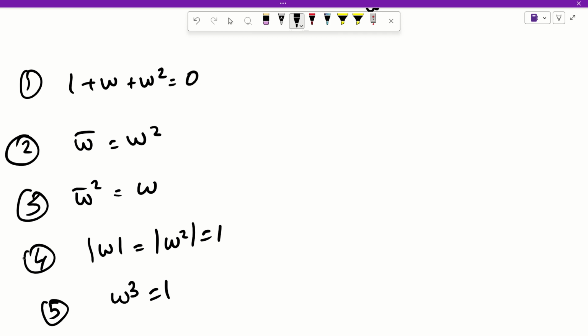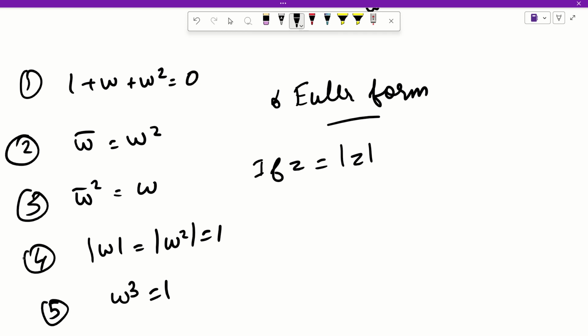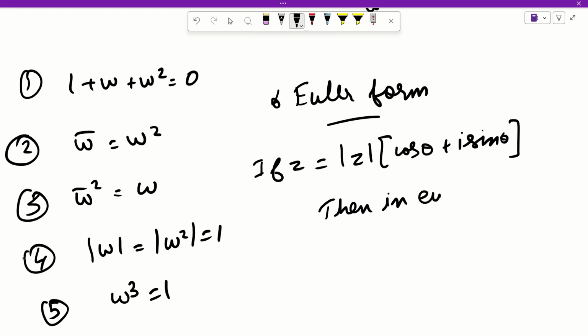Now let us write a small entrance point regarding complex numbers. Okay, that is called Euler form. Euler form. Okay, that is, if z is equal to mod z of cos theta plus i sin theta, then in Euler form, z will be r into e raised to i theta. This will be the Euler form.